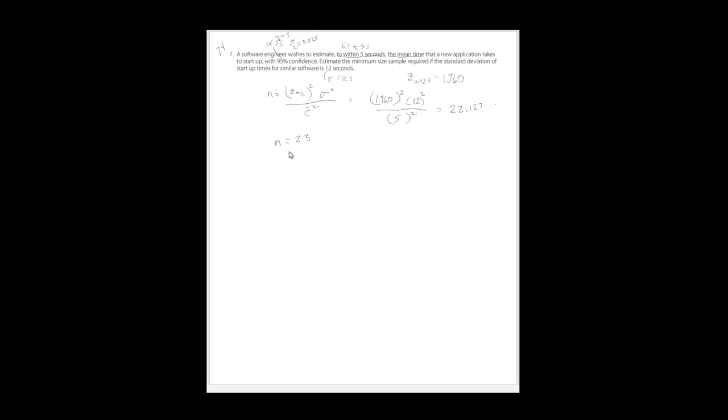So the sample size we need to have 95% confidence that our sample mean is going to be within 5 seconds of the mean of our distribution for this new application startup is going to be 23.